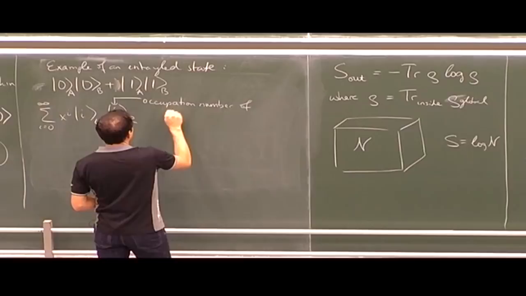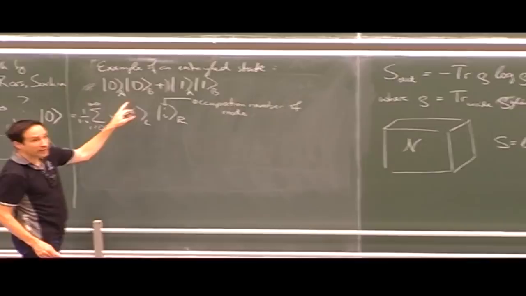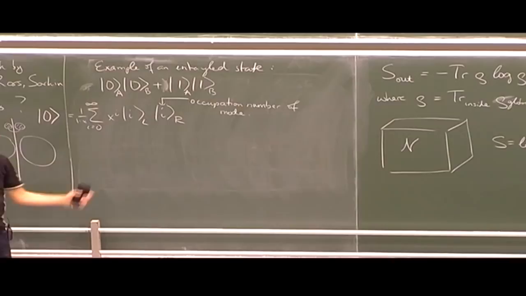Of the mode. So by left and right, I'm referring to these modes which are localized entirely on the left or entirely on the right of the surface. And if I write the vacuum like so, then there's some prefactor that I don't know, maybe this. The point here being that this is pretty close to this state. If you just truncate this at occupation number 1, so you just take 0 and 1, then up to this factor here, it's pretty much the same thing.